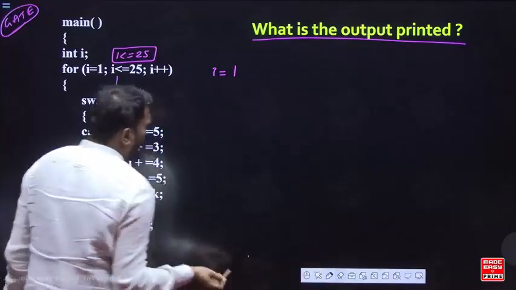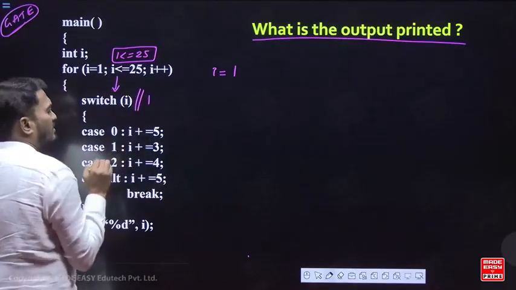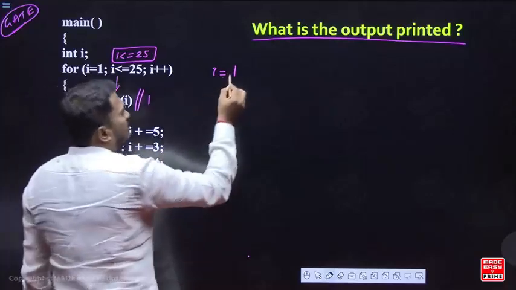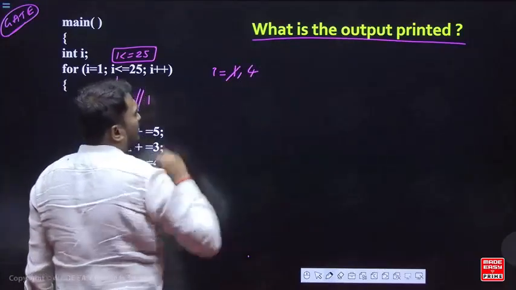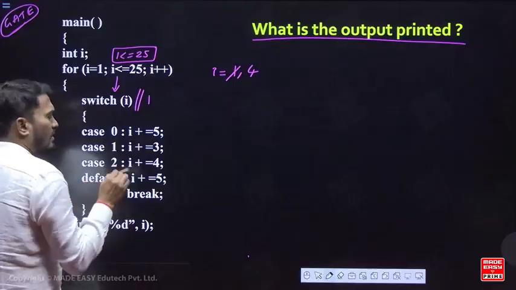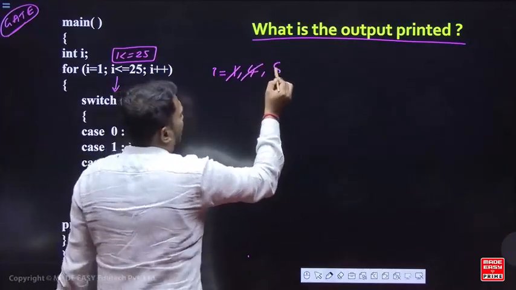Everybody knows that. Now tell me, initially the I value you are passing is 1. It is matching with case 1. I equal to I plus 3 karenge. So I value becomes 4. 1 plus 3 means 4. And next there is no break here, so it will execute case 2 also. I equal to I plus 4. So 4 plus 4, 8.